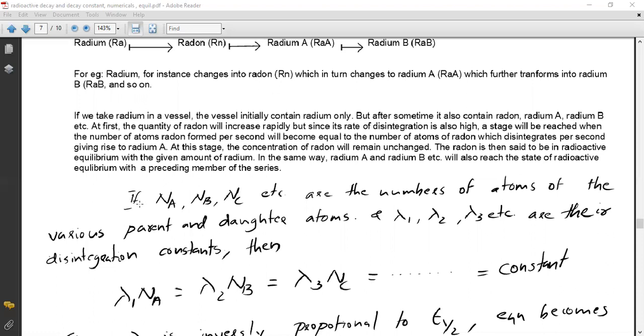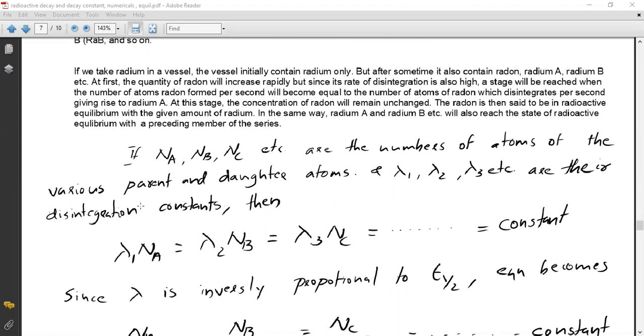The radon is then said to be in radioactive equilibrium with the given amount of radium. In the same way, radium A and radium B will also reach a state of radioactive equilibrium with the preceding member of the series. So the first one is in equilibrium with the second one, and the second one is in equilibrium with the third one, and that is known as radioactive equilibrium.